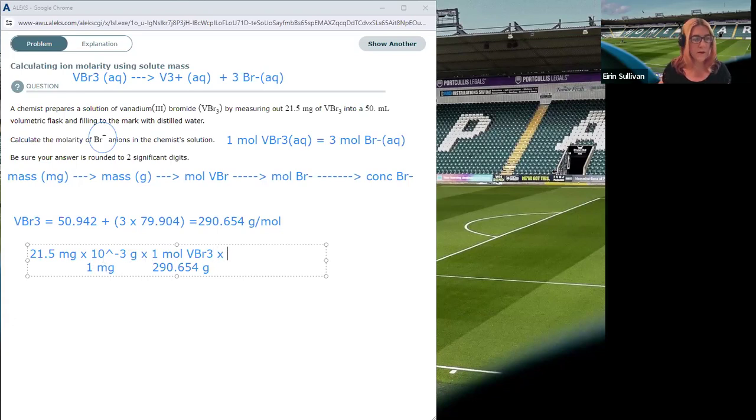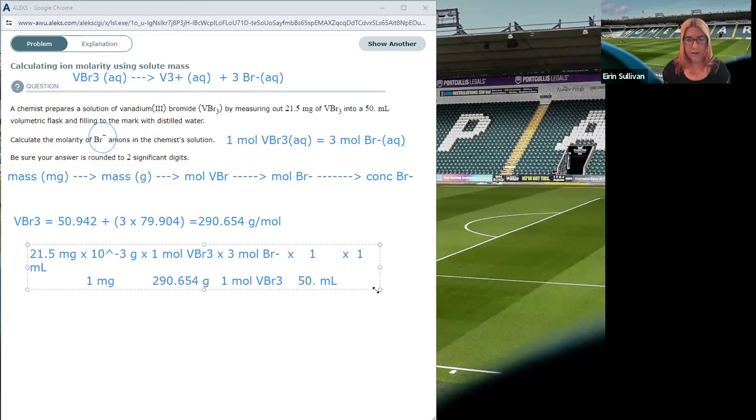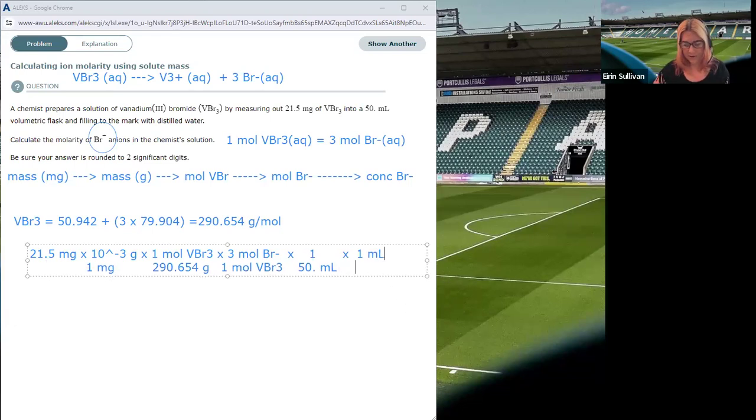I've got my moles of vanadium bromide, so I need my moles of bromide ion. So I'm going to stick that mole ratio in there. 1 mole of vanadium 3 bromide yields 3 moles of bromide ions. All right, nearly there. So then we just need to get our concentration of bromide ions. The volume is 50 milliliters. I know concentration is in units of moles per liter, so I've got to change milliliters into liters. SI unit prefixes, 1 milliliter is 10 to the -3 liters. So just stick that in there. Bob's your uncle, right?